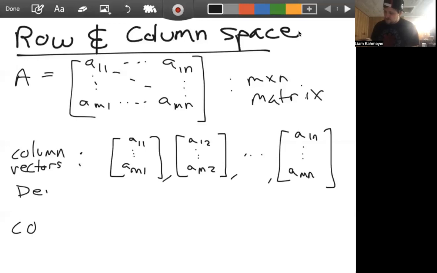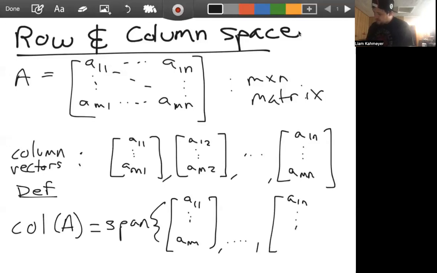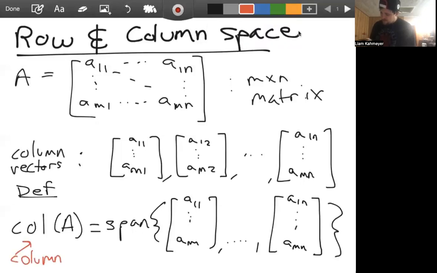So here's a definition. The column space of A is the subspace spanned by these vectors, A11 through AM1, et cetera, A1n through AMN. And so really the column space is just the span of the column vectors of a matrix. We call this, maybe I'll write the definition in red here, the column space.